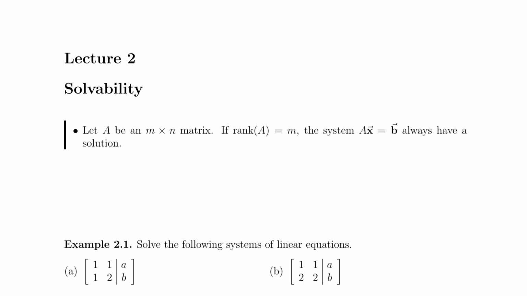In this lecture, I'm gonna talk about the situation when my system of equations is solvable. By solvable, I mean I can always find a solution for the system of equations that I have, so that will always have a solution. Now, one condition that would guarantee that my system will always have a solution is when the rank of a matrix equals the number of rows of my matrix, which is the value m.